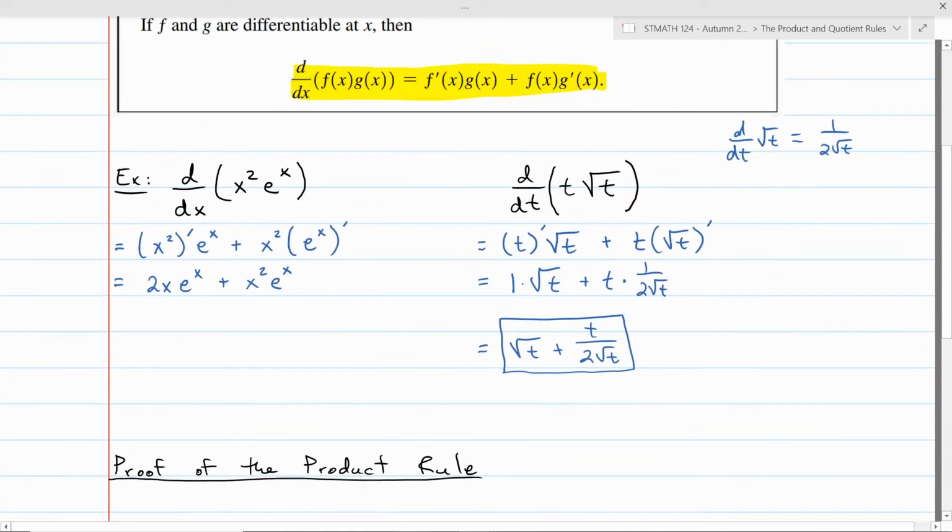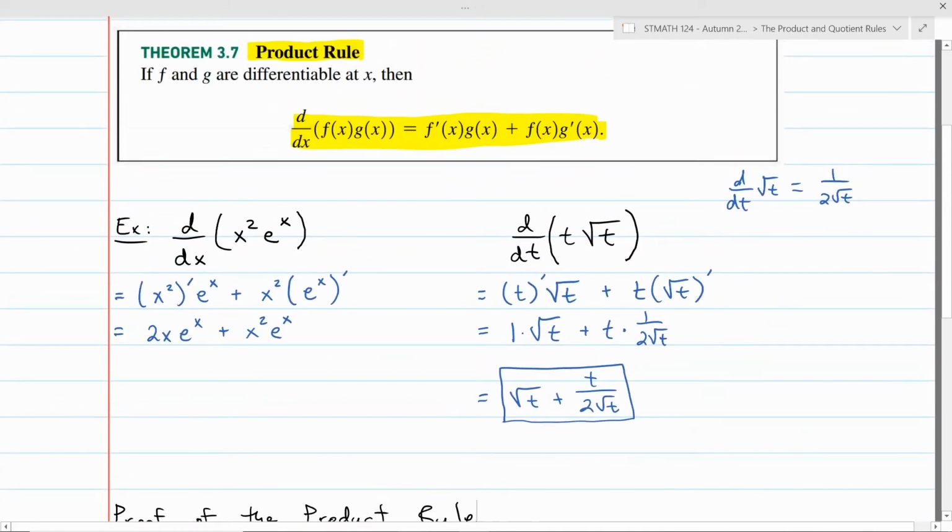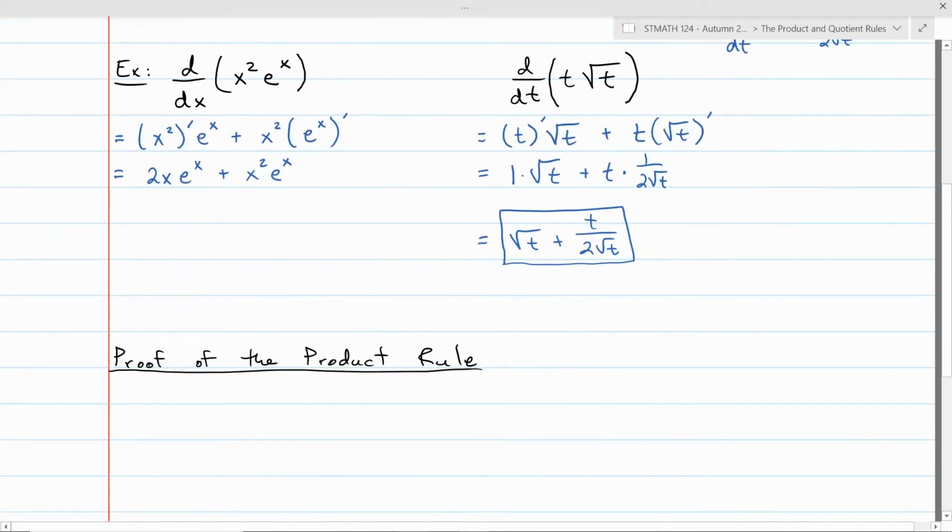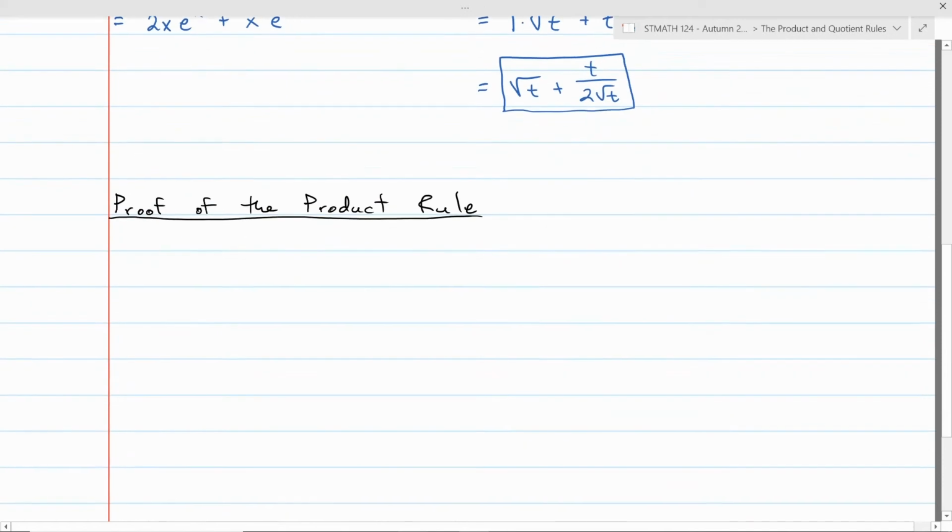Okay, so we have this product rule, and it'd be kind of nice to know, where does that come from? Well, I can provide you a quick proof of it. It's not super hard to prove.